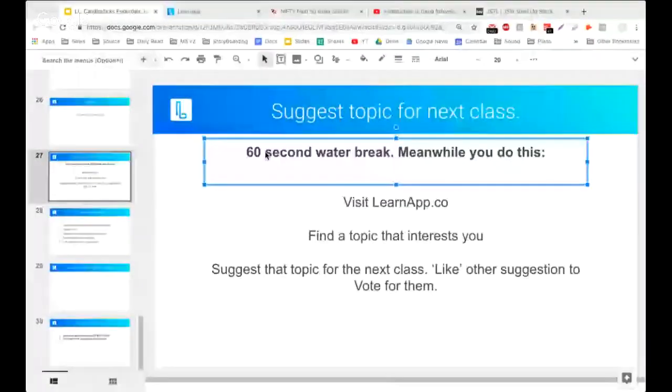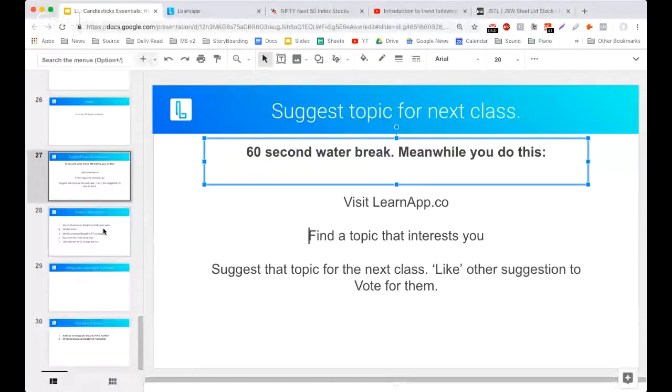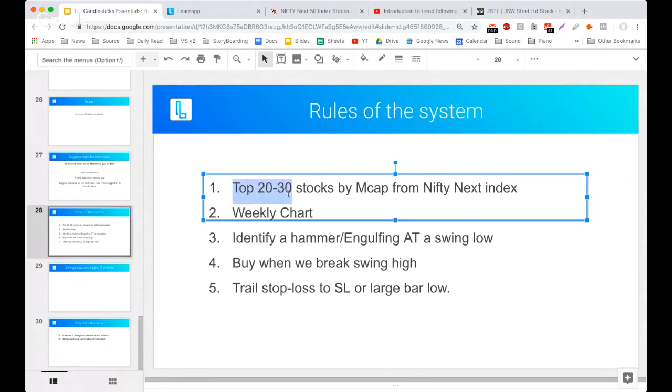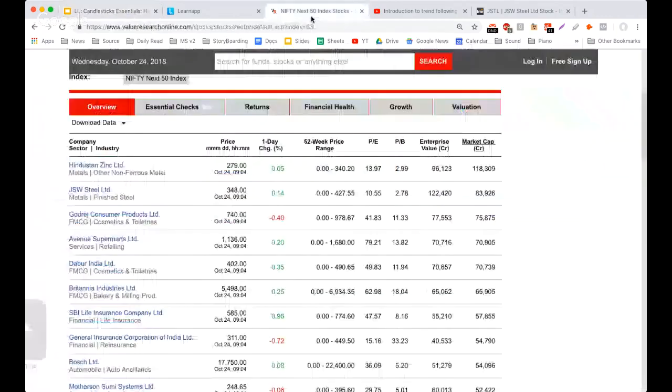Let's continue now and move on to the rules. Now, pay very close attention. This is a very important part of the entire thing. So the biggest problem is stock selection, right? How do you select a stock? One easy way to do it where you don't have to think is you pick the top 20 or 30 stocks by market cap from the Nifty Next Index. And how you can do this is I have this website open here.